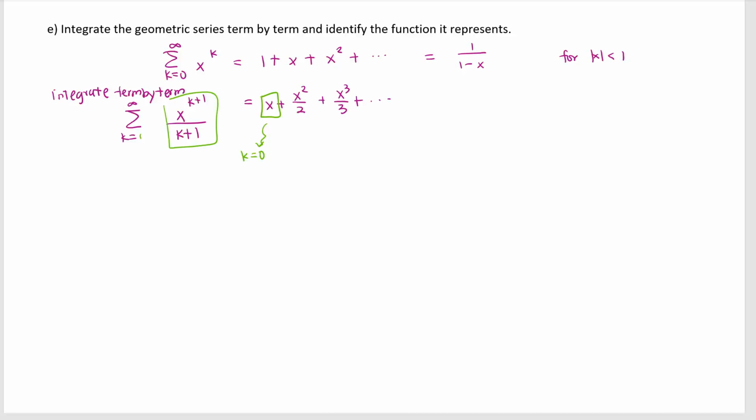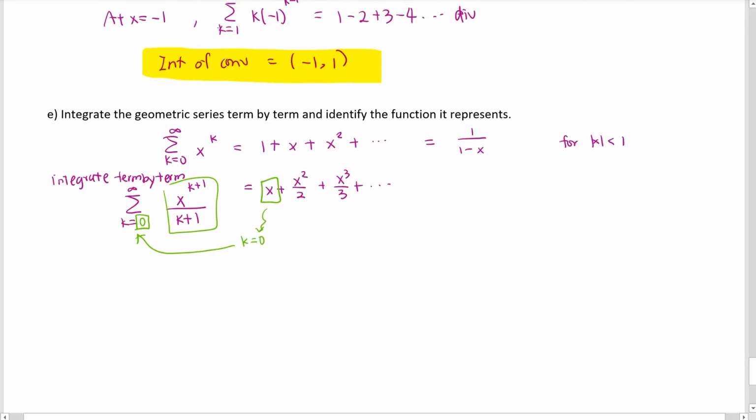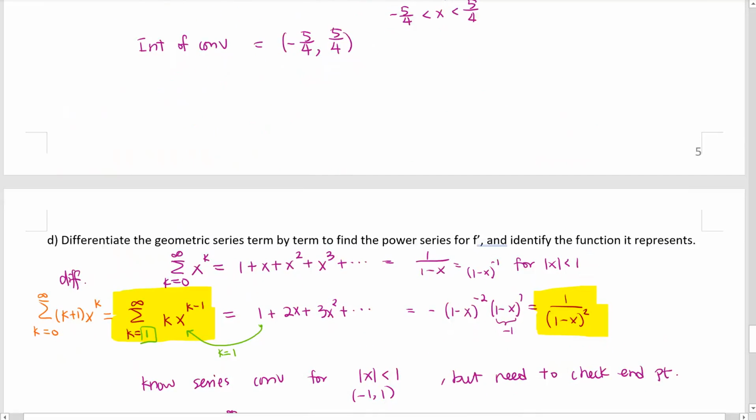So that's why we know that k starts with 0. We look at the first term of the power series to figure out what our index starts with. So when we integrate, k starts from 0. If our original power series index starts with 0, then when we integrate, k still starts with 0. But when we differentiate, you lose the first constant term, so your k starts with 1 in that case. Okay.